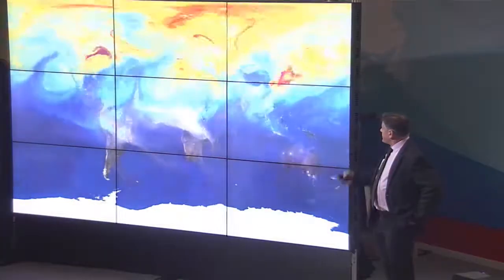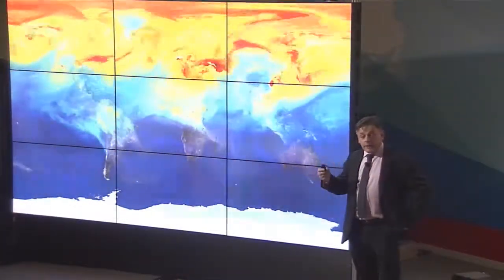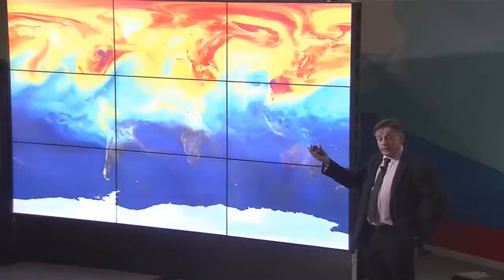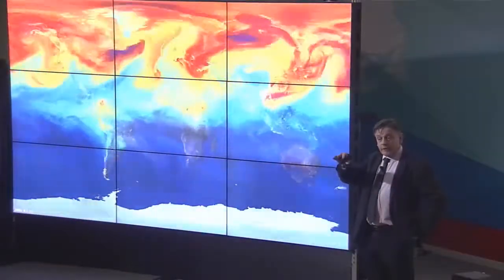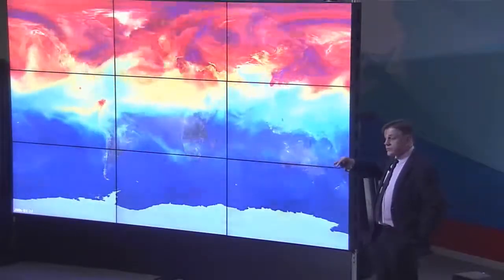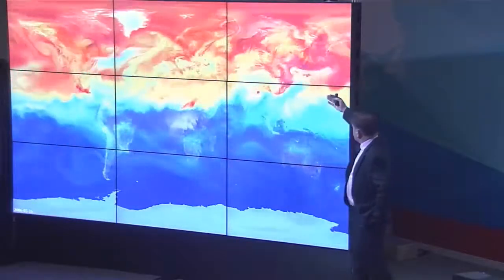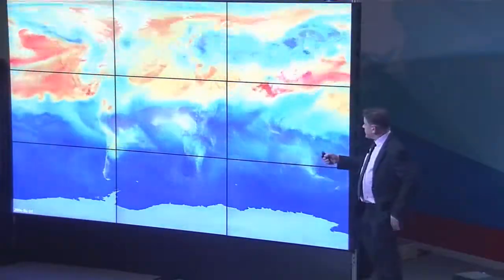This is a simulation of carbon dioxide in the atmosphere. It runs through just 1 year. And this is where I mentioned we've used all of the available information we have about land-atmosphere and ocean-atmosphere interactions to try to constrain the exchange of CO2 in this simulation. Basically, you're seeing the gradient between the northern hemisphere and the southern hemisphere.